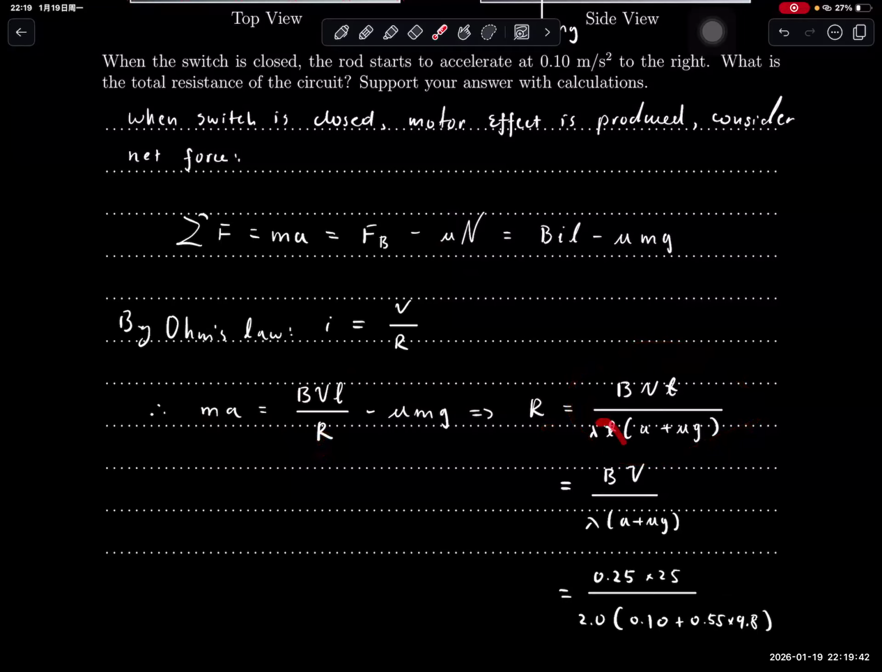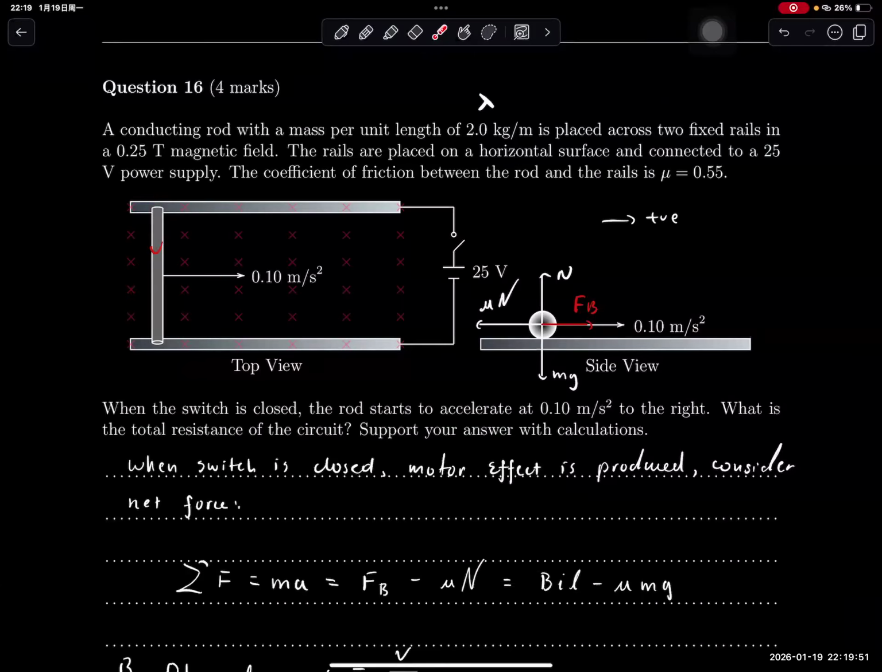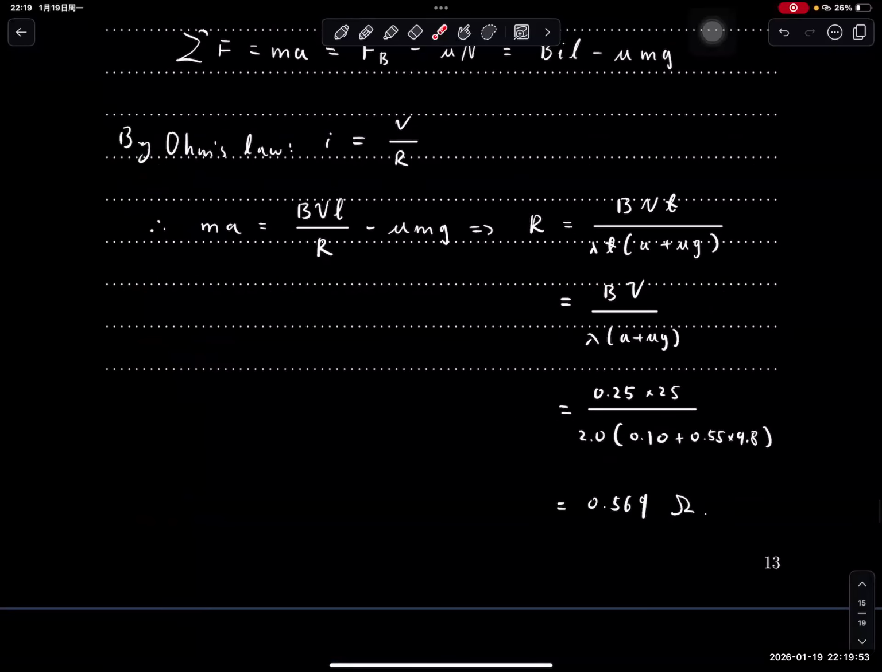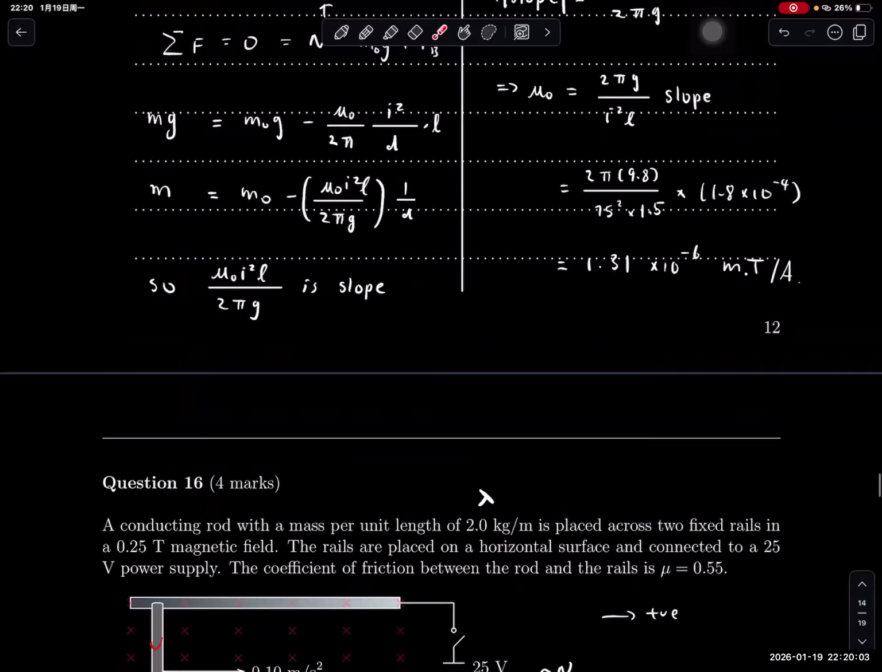Then L cancels out, because you can substitute the mass with lambda times L. So I don't care about the length here, even though it's not given. It just cancels. Then you rearrange to this equation and substitute values to get the final resistance. This is all for the normal questions.